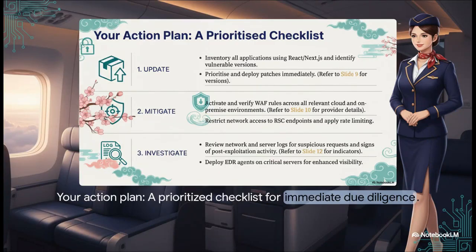So, let's bring this all together into an actionable framework. Here's the prioritized checklist you need to confirm is being executed across all of your assets. 1. Inventory and update. Confirm all vulnerable software has been patched immediately. 2. Mitigate and verify. Make sure those protective shields like the WAF rules are active and configured correctly. And 3. Investigate. Proactively review your logs to hunt for any sign that a compromise has already happened.